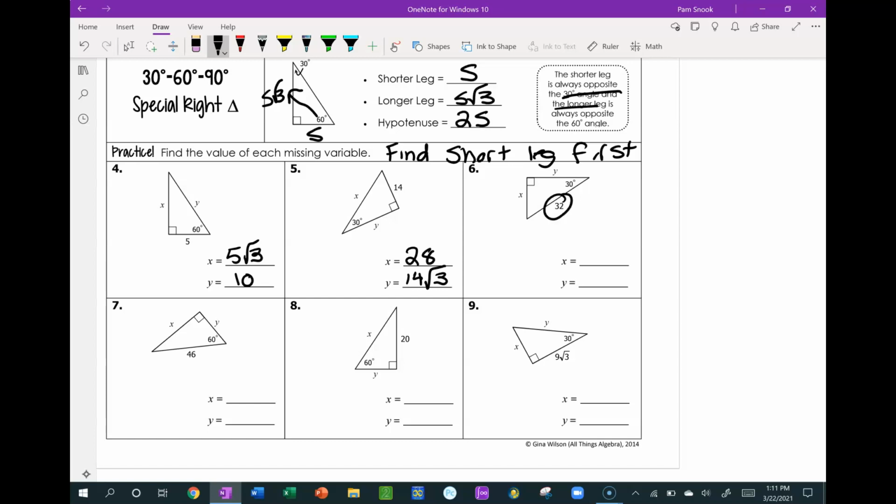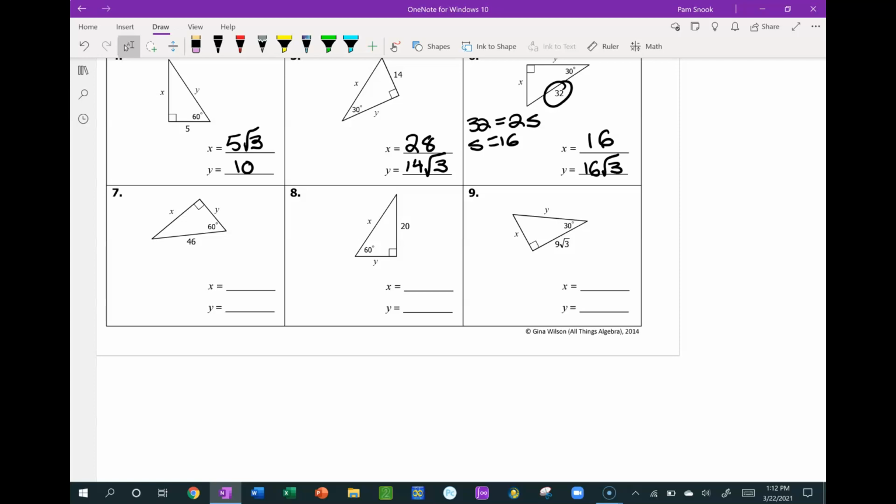They've given us the hypotenuse, and we're looking for both the long leg and the short leg. So do as I said earlier, find the short leg first. We have 32 as our hypotenuse. That's going to be 2 times the short leg. So then short leg equals 16. So X is 16. Now I know the short leg, just apply the pattern, multiply that by root 3 to get the long leg, so 16 root 3.